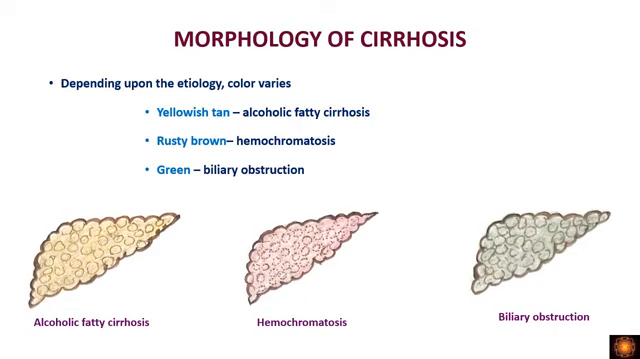In some conditions, by seeing the color of the liver, we can tell what the cause can be. If it has a more yellowish tinge, then it might be on the background of alcoholic fatty liver. If it is a rusty brown, there might be hemochromatosis. And if the cirrhotic liver has a greenish tinge, then it is because of biliary obstruction. So in some conditions, by seeing the color of the liver, we can guess the etiology.